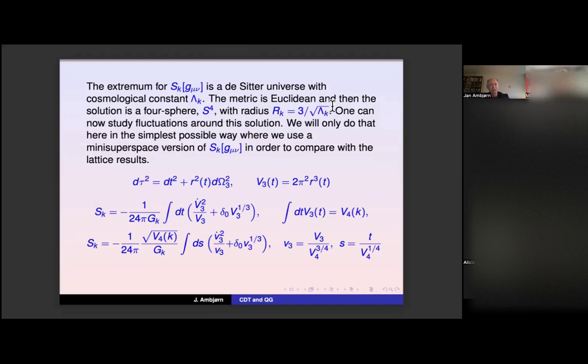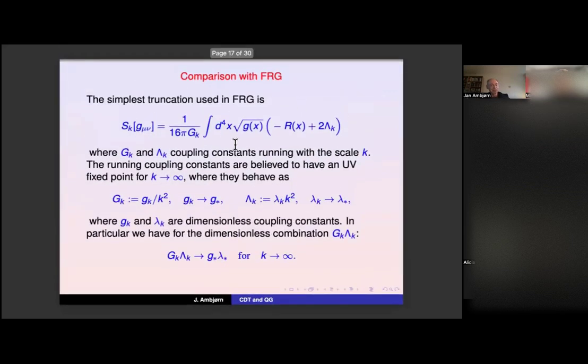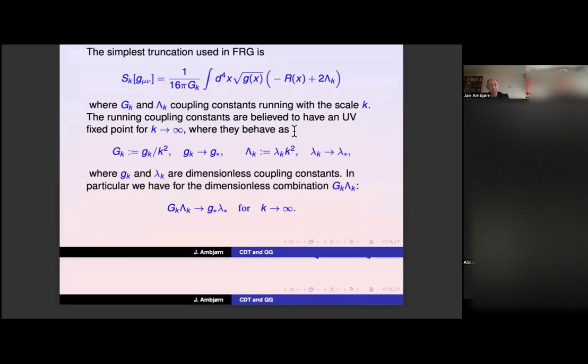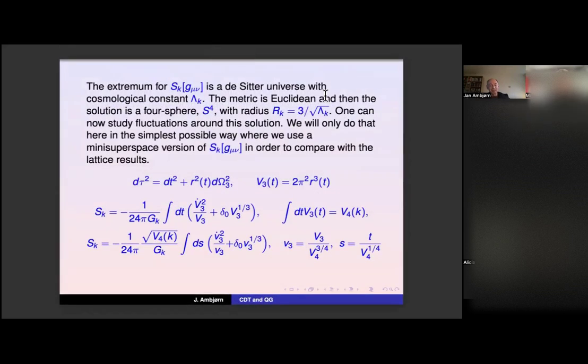And the radius then will depend on the coupling constant lambda. It will not depend on G, but it will depend on lambda, simply by solving this classical equation of motion. The fluctuations will depend on G, but not the radius. But one can, of course, study fluctuations around this solution. And let us now just do it in the very simplest possible way, where we use a minisuperspace version of this in order to compare with lattice results.